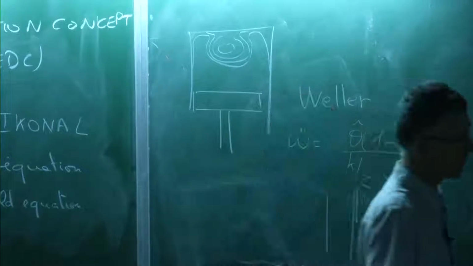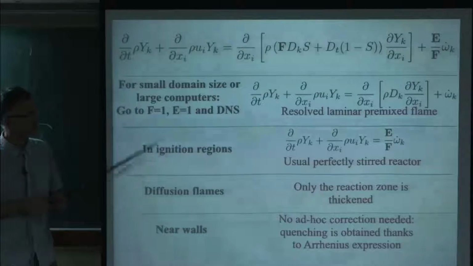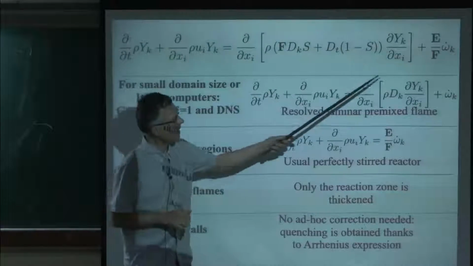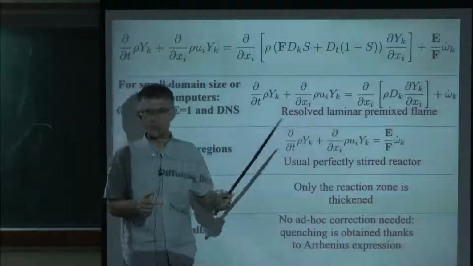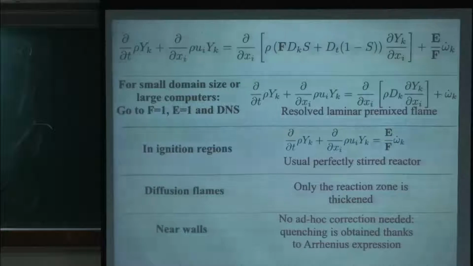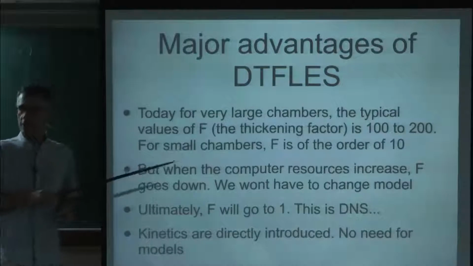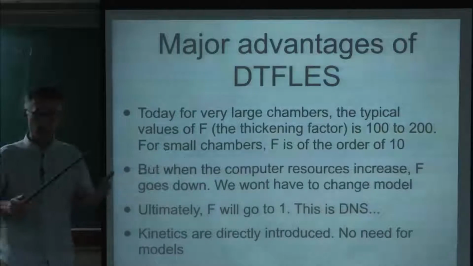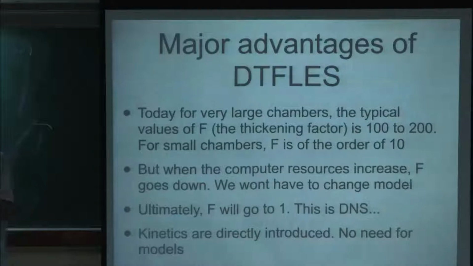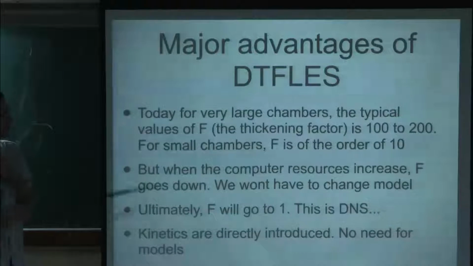So the thickened flame model doesn't do that. That doesn't mean it's doing something right, because it still has the thickening which is active near the walls, but at least at the wall it does not explode. And for a user, you will find out that it's a useful property. So today, well, this slide was written some time ago, for very large chambers, the most extreme case actually is the Siemens cases. You go to high pressure, large chambers, you have thickening factors of the order of 100 to 200. But for small chambers at low pressure, we go to less than 10.